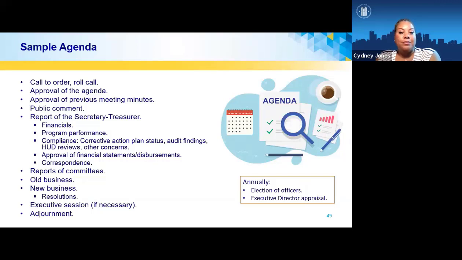And don't forget that as a board member, you annually need to elect officers and committee members if you have committees, and evaluate the ED, a performance evaluation. An annual performance evaluation is industry standard. Let's take a look at meeting rules on the next slide.